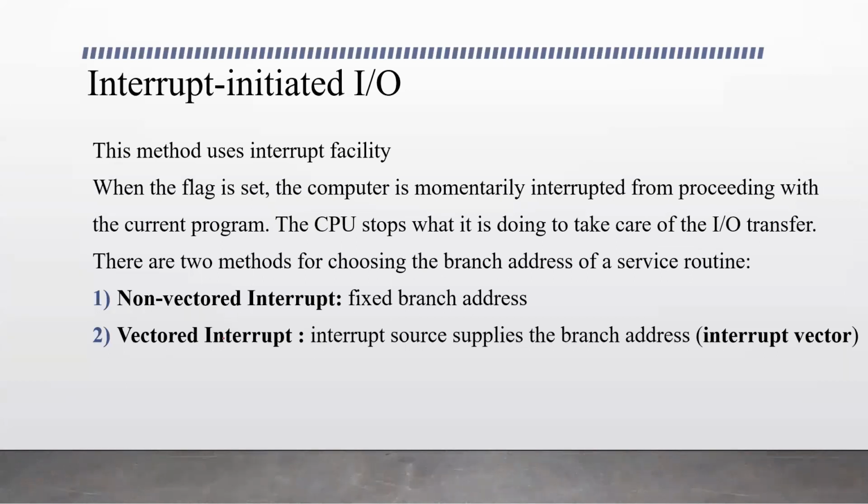Okay, in vectored interrupt, the vector address or the branch address is given by the interrupt source. The device that requests interrupt to the CPU also sends the branch address called interrupt vector or vector address. So this type of interrupt is vectored interrupt, and where the branch address is stored in a fixed location, that is called non-vectored interrupt.